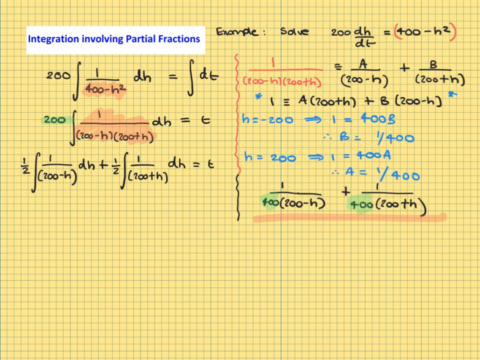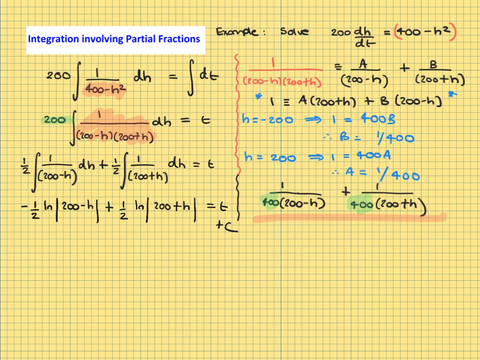So, thinking about the integration, we know these are reciprocal functions. They will integrate to natural log functions. So we have negative a half ln mod 200 minus h plus a half ln mod 200 plus h equals t. Now we do need to include a constant at some point. I think I'll include it on the right hand side here, so t plus c.